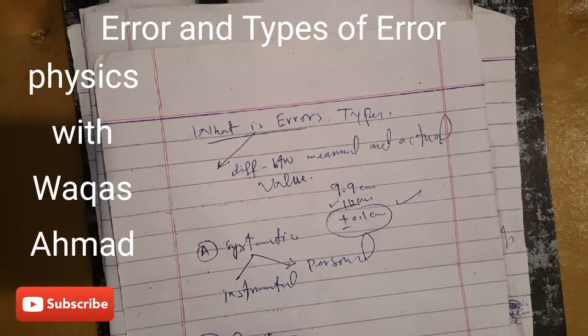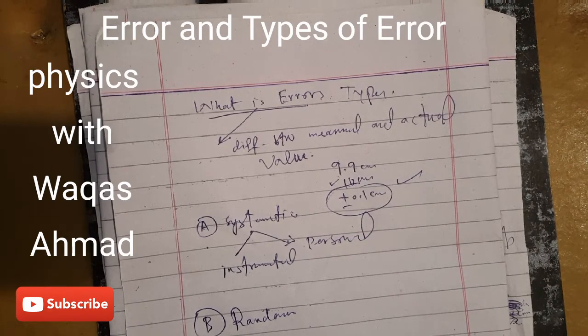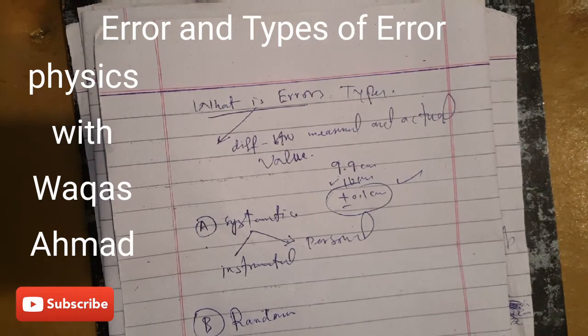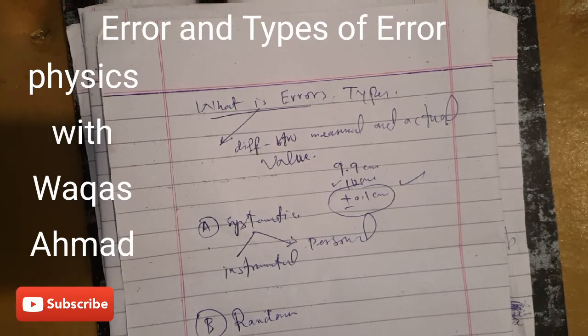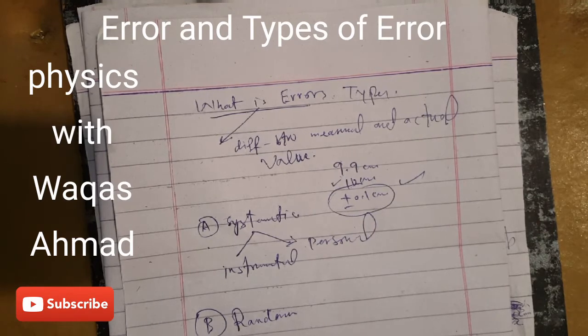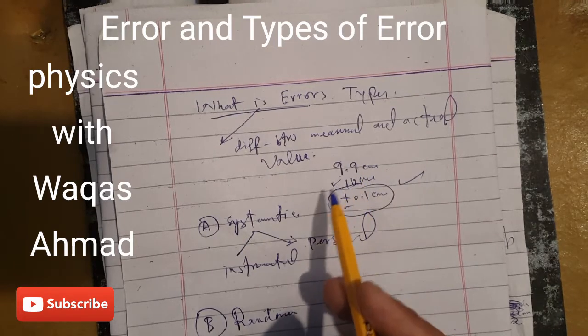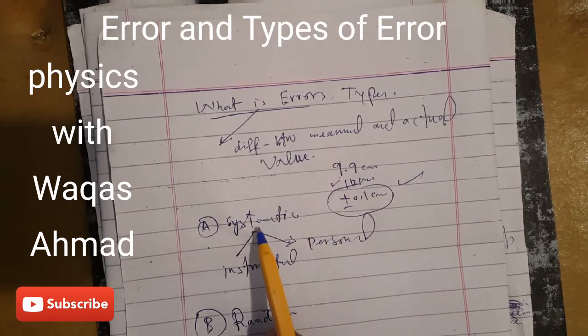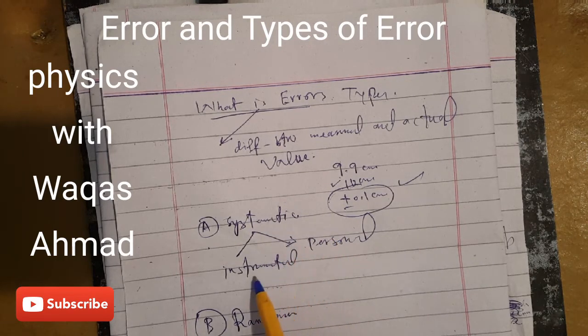So similarly, if you further categorize error, then we can also say that error may be of another type, and that is least count error. So we already defined what is error. It is the difference between measured and actual value, but this error maybe arises due to the systematic error, the error in a system. So error in a system may be instrumental or personal error.